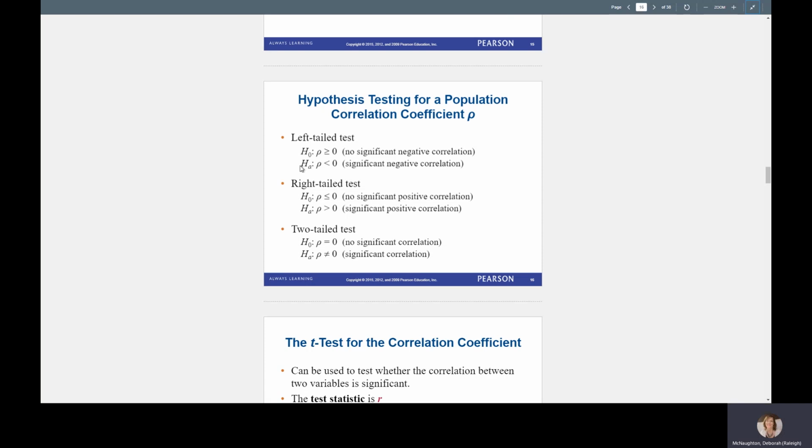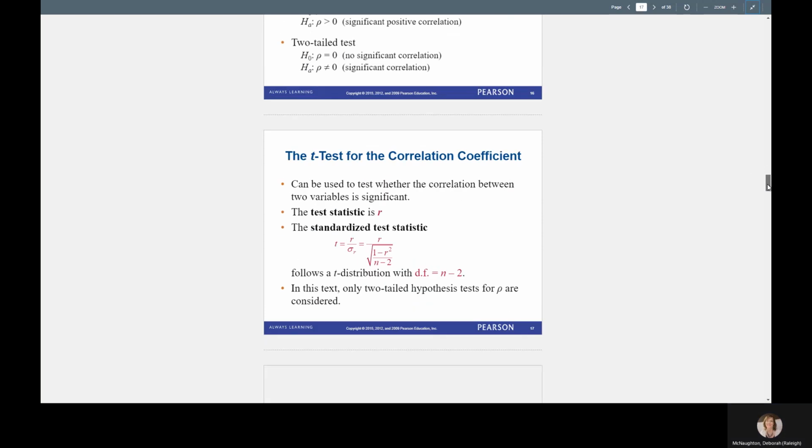So a left-tailed test has an alternative hypothesis that rho is less than 0, which gives us significant negative correlation. A right-tailed test has rho greater than 0, which gives us significant positive correlation. Otherwise, if we do not reject the null hypothesis, then there's no significant correlation. And a two-tailed test, again, has the alternative that rho is not 0.